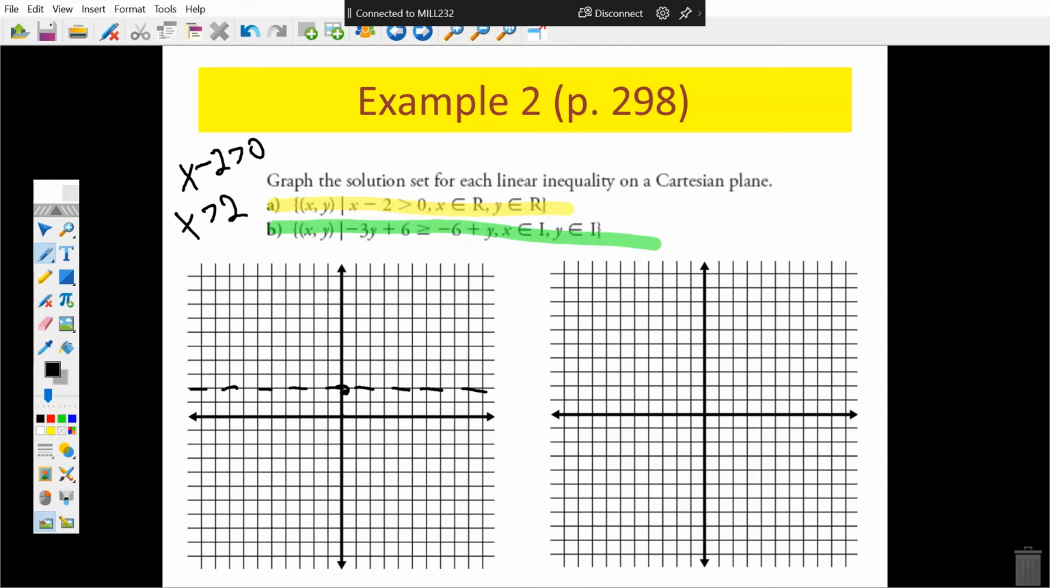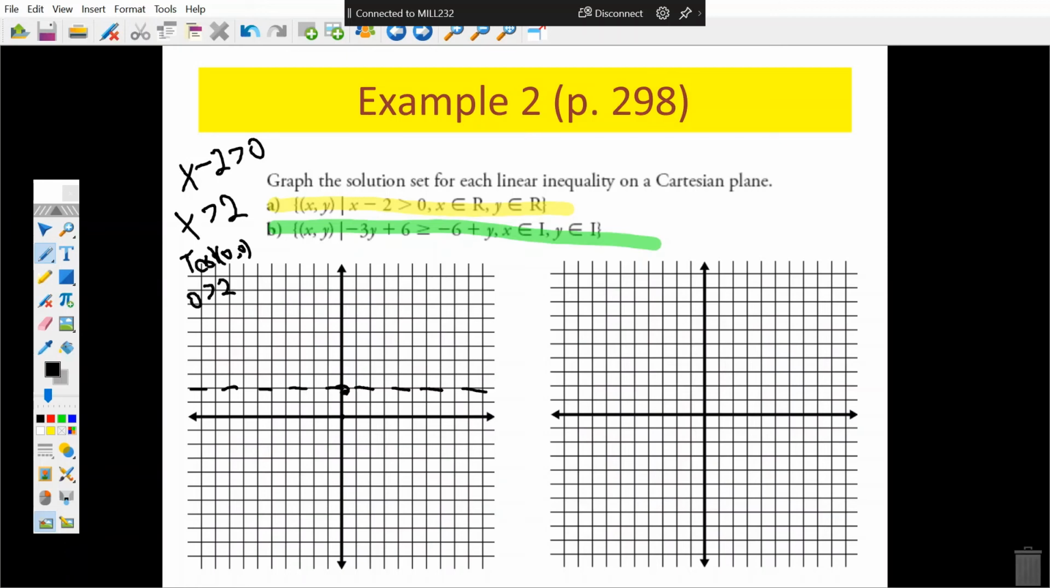So we test (0, 0). We do our test. We put a 0 in for x. Is 0 greater than 2? No. So that means that the test point (0, 0) is not part of the solution set. So that means if that's below the line, we are looking to color in above the line.